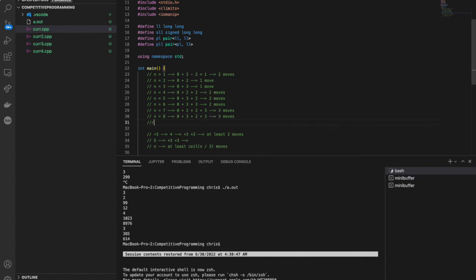And you can see that for each one, the answer is the ceiling of n divided by 3. Because here, 7 divided by 3 is equal to 2, and the ceiling of this is actually 3.